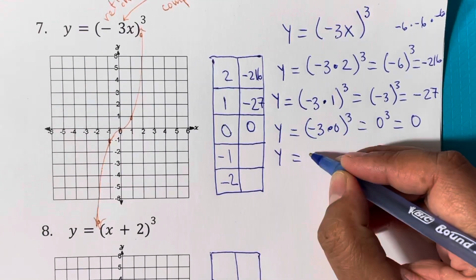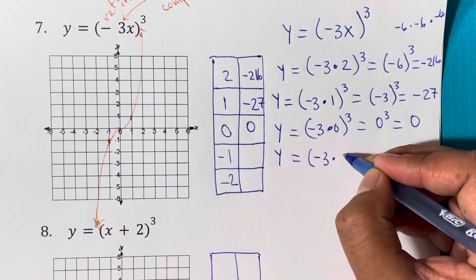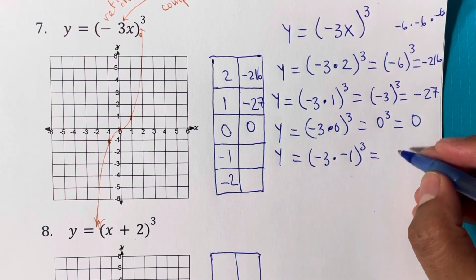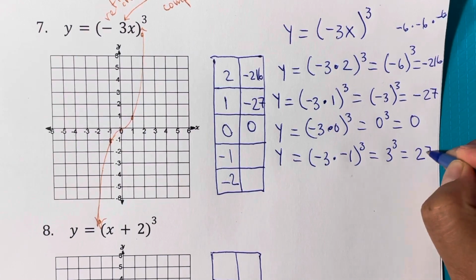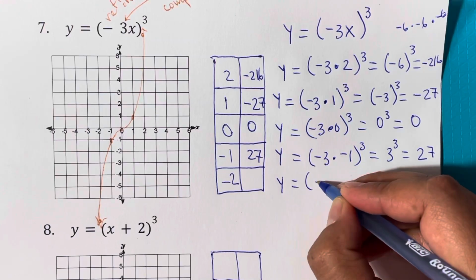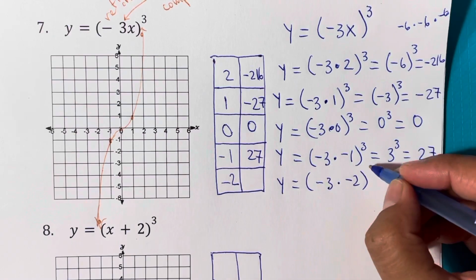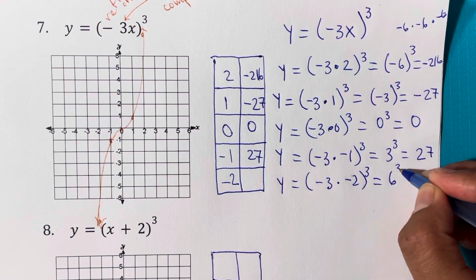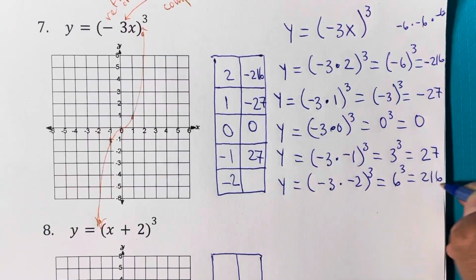And Y is equal to -3 times the value of X, which is -1, cubed. -3 times -1 is +3, cubed, which is +27. And the last one, -3 times -2, the value of X. -3 times -2 is +6, cubed, which is +216.